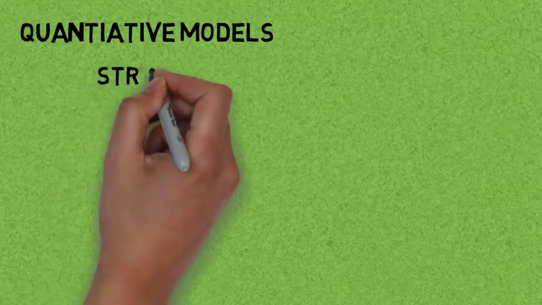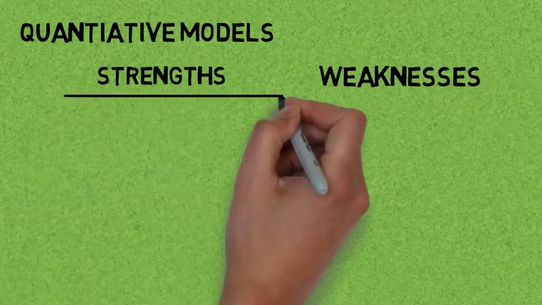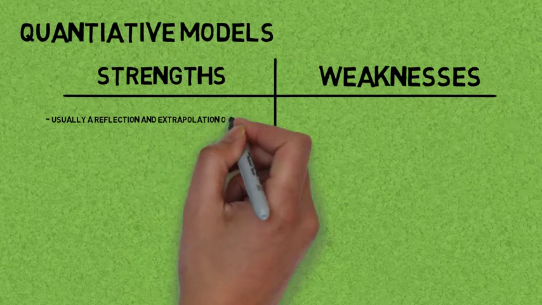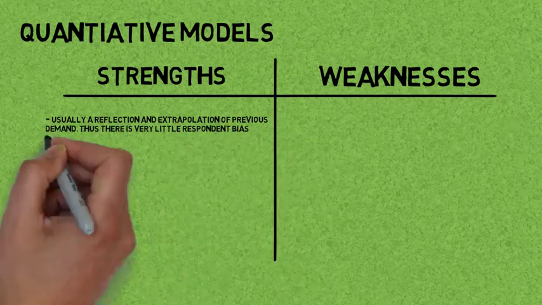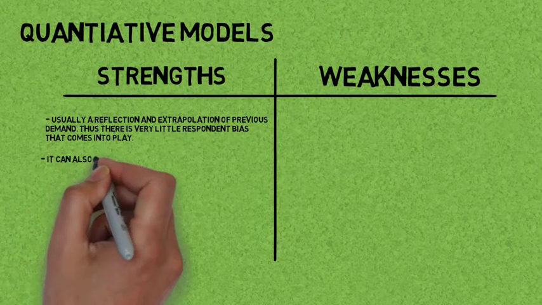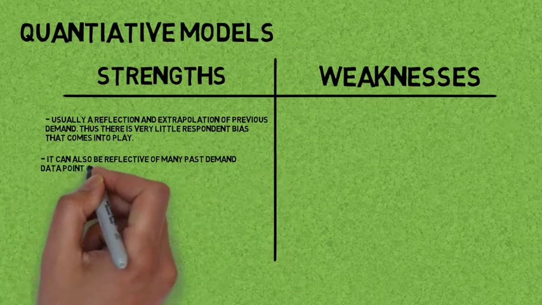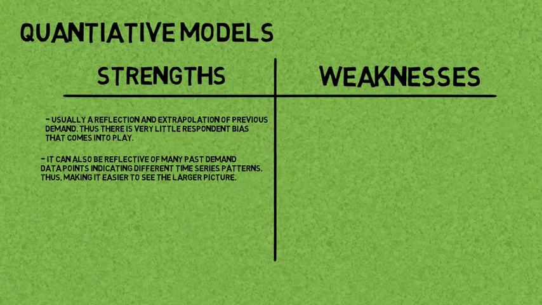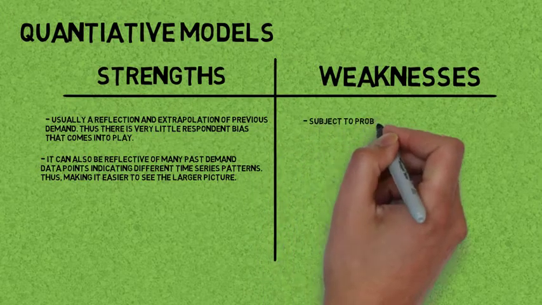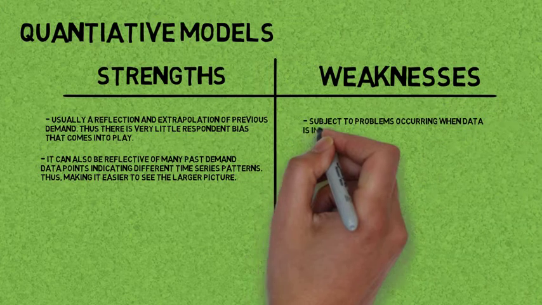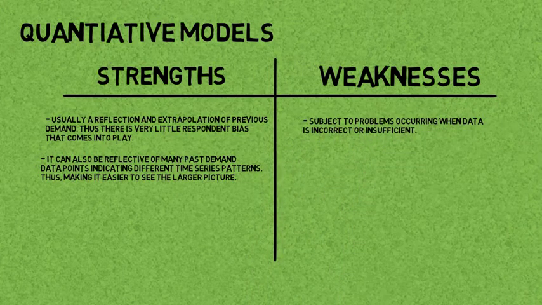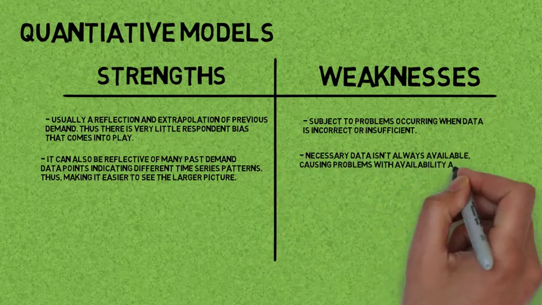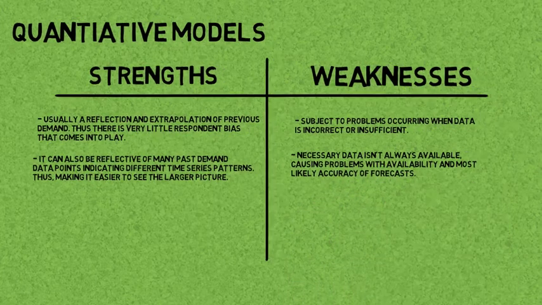As with qualitative models, there are various strengths and weaknesses with quantitative models as well. First of all, quantitative models usually are a reflection and extrapolation of previous demand. Thus, there's very little respondent bias that comes into play. Additionally, it can also be reflective of many past demand data points indicating different time series patterns and thus making it easier to see a larger picture. As for weaknesses, quantitative forecasting methods are subject to problems occurring when the data is incorrect or insufficient. Additionally, necessary data isn't always available, causing problems with availability and most likely the accuracy of the forecast.